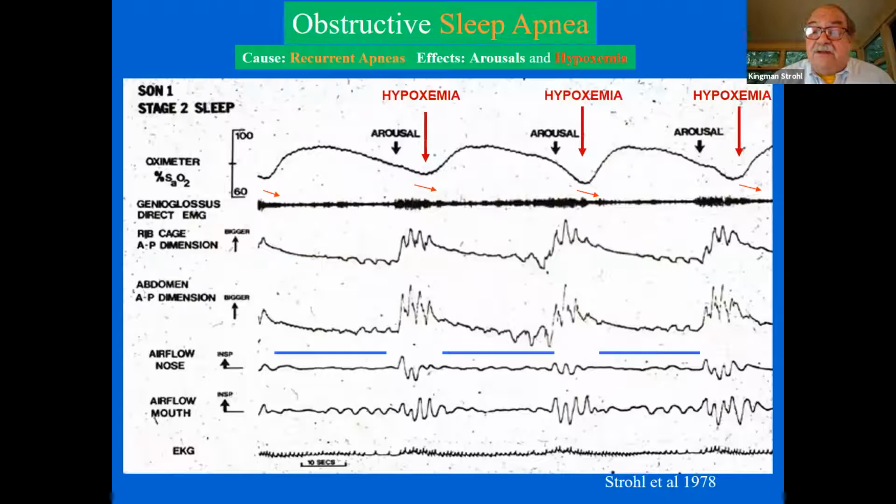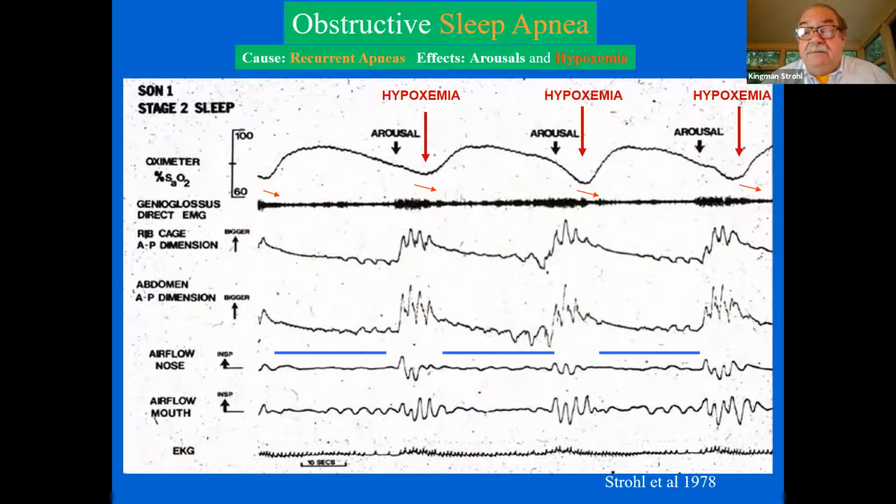So what we're going to talk about today is how to dissect it out using animal models. This is just physiologic measurements in humans of oxygen saturation, genioglossal EMG, ribcage and abdominal motion, airflow at the nose and mouth, and EKG. You can throw these all into some sort of huge data set and throw it against all the different polymorphisms you can find. And that's what people are doing, actually.